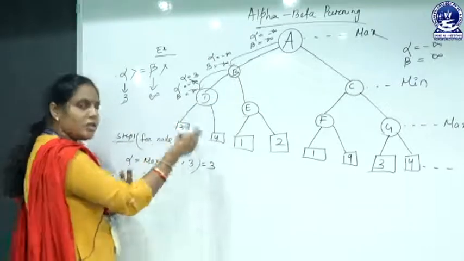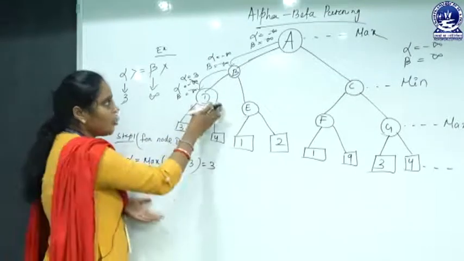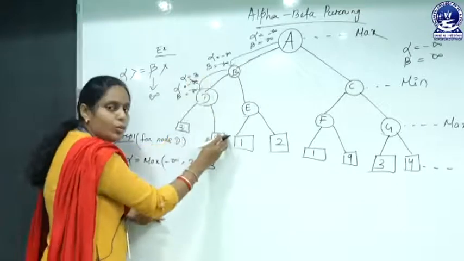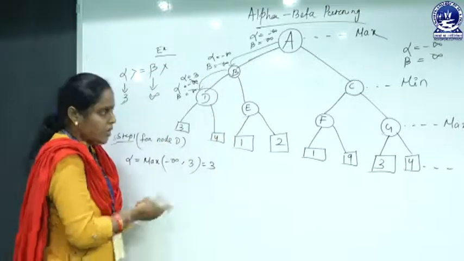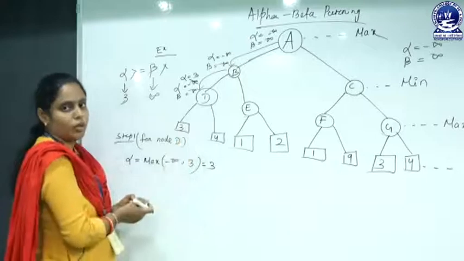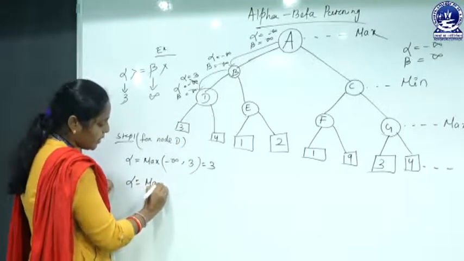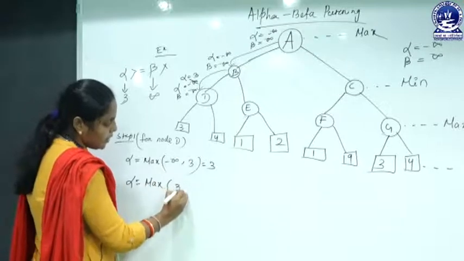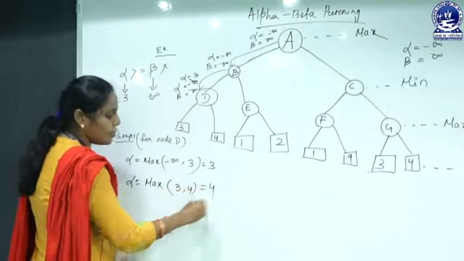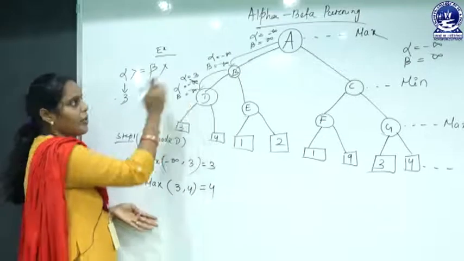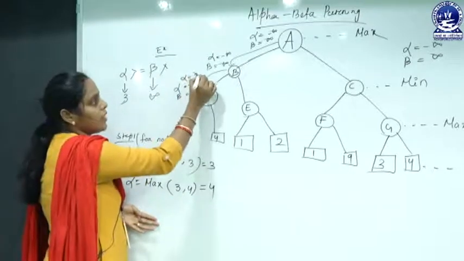When this condition does not satisfy, then we check this alpha value with the next terminal value. Here the next terminal value is 4. That means again we update the alpha value by max of 3 comma 4, which is equal to 4. That means the alpha value is now updated, that is 4.